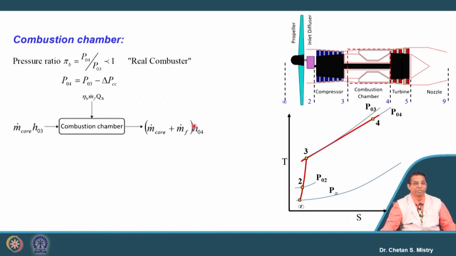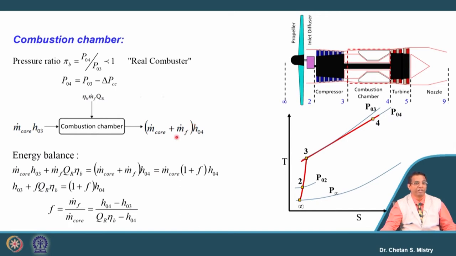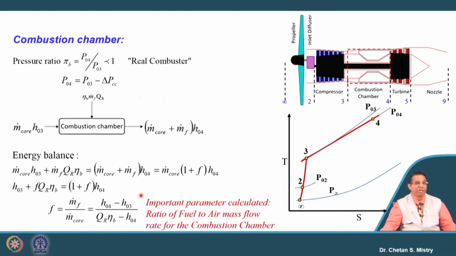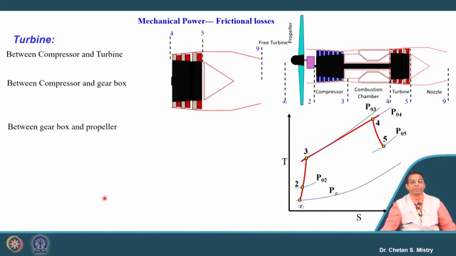In the combustion chamber, we will have a drop of pressure as we have discussed earlier also. Now, if I write my energy balance, we can calculate the fuel air ratio for this combustion chamber. So, we are able to calculate the value of F. Here again, in order to achieve a particular temperature, you can calculate your fuel air ratio, or the other way, if you know your fuel air ratio, you can calculate your turbine entry temperature. So do this calculation, and understand it in both ways. What kind of fuel we are using also matters a lot in terms of my fuel consumption.